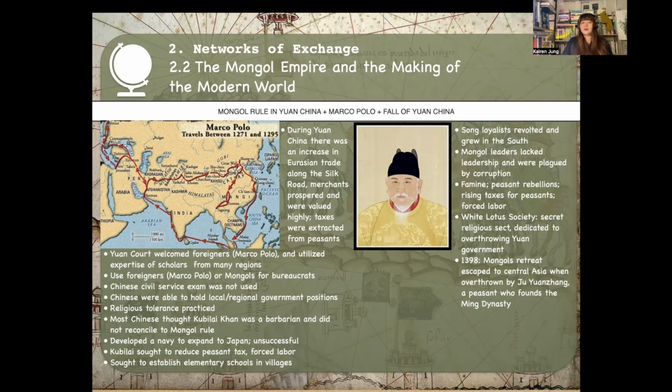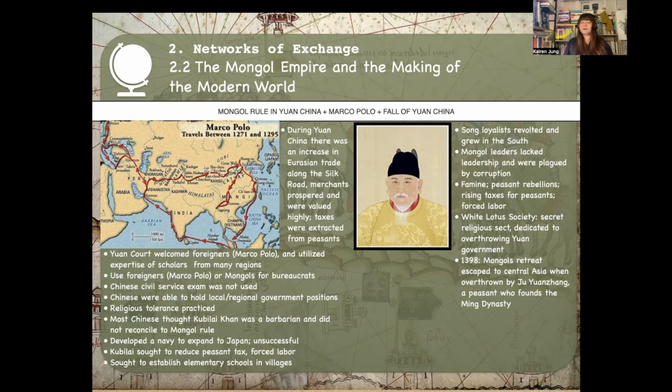The Yuan developed a navy to expand to Japan. They were unsuccessful. Kublai Khan sought to reduce peasant tax and forced labor. They sought to establish elementary schools in villages. But, of course, the Song loyalists would revolt, and they grew stronger in the south. Mongol leaders lacked leadership, and they were plagued by corruption, because these were people that had lived the lives of warriors, and now they were stuck in these little civic roles, and it didn't really suit them.